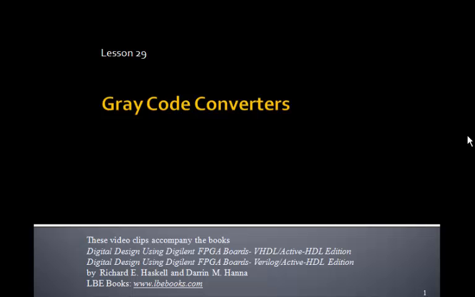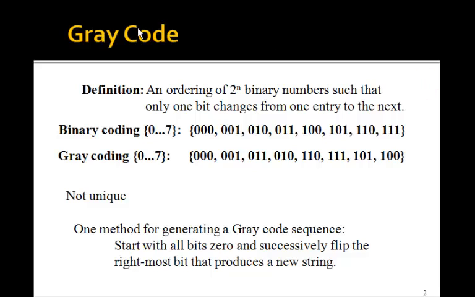This is lesson 29 on gray code converters. What's a gray code? Gray code is an ordering of 2 to the n binary numbers such that only one bit changes from one entry to the next. So for example, here's the familiar binary coding 0, 1, 2, 3, 4, 5, 6, 7.